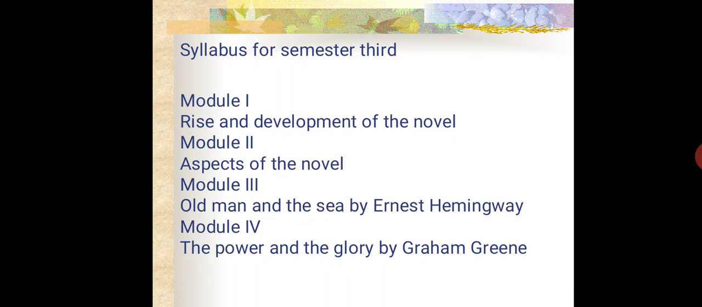This is the syllabus for semester third. There are four modules. First is about rise and development of the novel, which today I am going to introduce to you. Second part, aspects of novel. Third part, The Old Man and the Sea by Ernest Hemingway. The novel is prescribed for you for your study in English novel. And module 4, The Power and the Glory by Graham Greene.